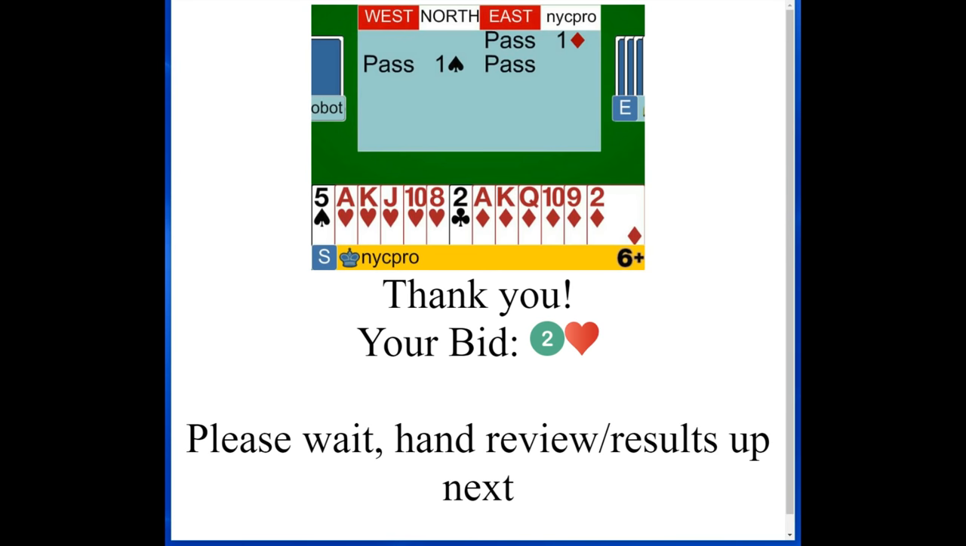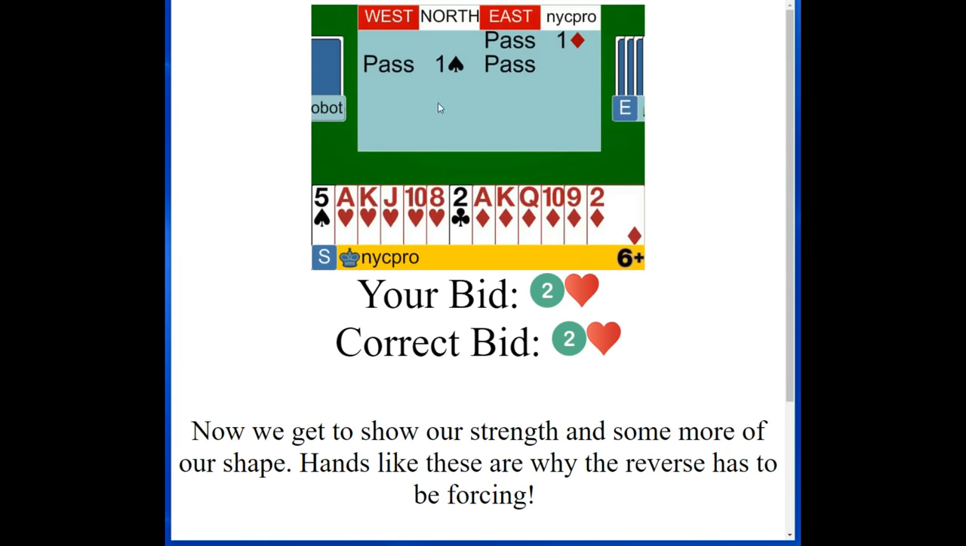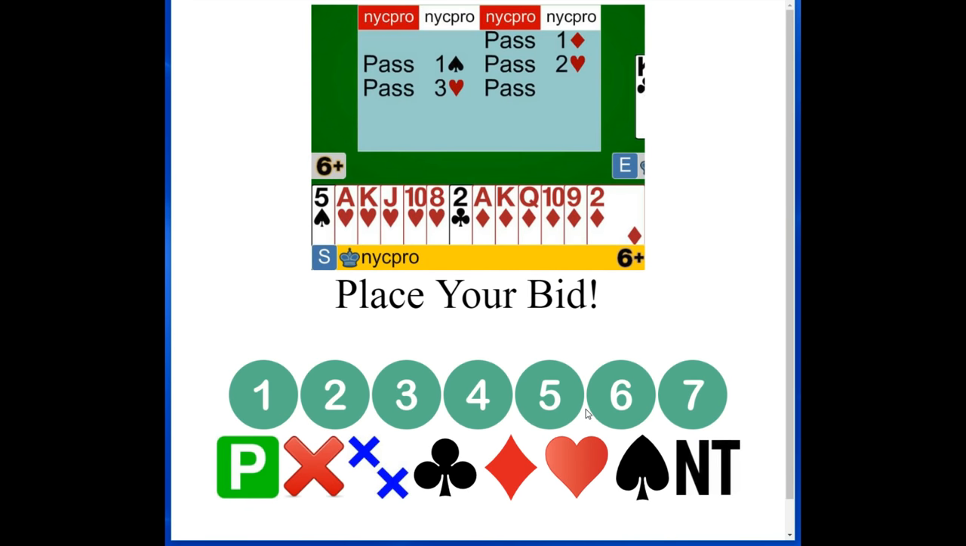And this is now just showing from our partner's perspective. Partner knows we have some diamonds and we have at least four hearts. That's what we've shown. And we've also shown 17 or more points. And we cannot have a spade fit, obviously, and we also have a very strong hand. We have 17 plus points, and we have four hearts and some number of diamonds, and we're unbalanced. So after we make our two heart bid, partner bids three hearts, and now it's our call.